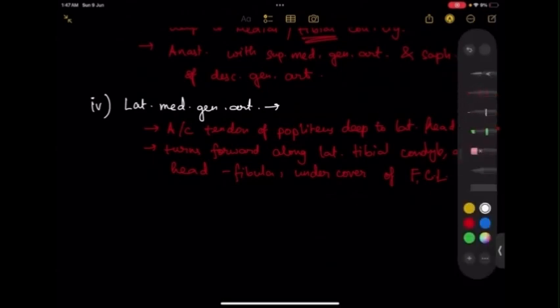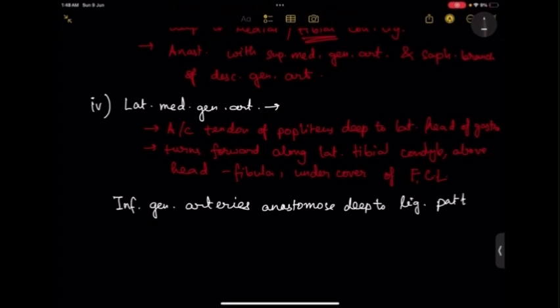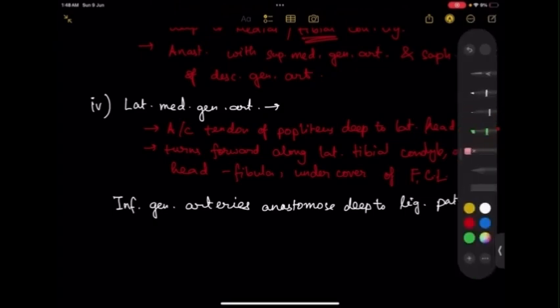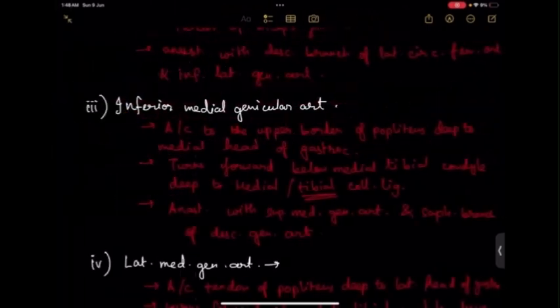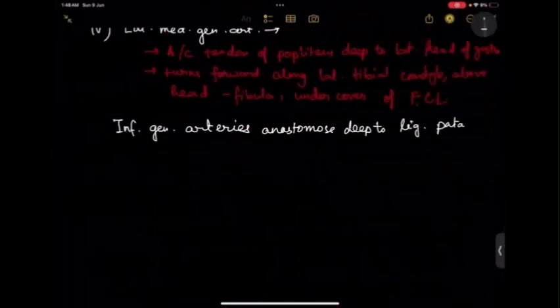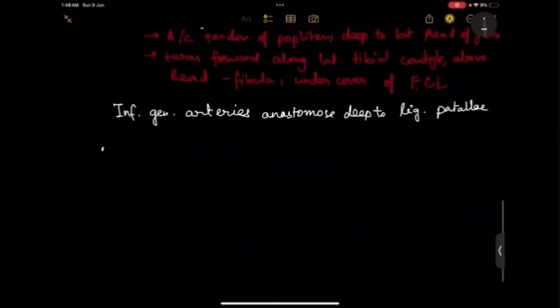Just one important point over here: the inferior genicular arteries, both of them, anastomose deep to ligamentum patellae. Finally, coming to the final point over here, which is the functional anatomy.